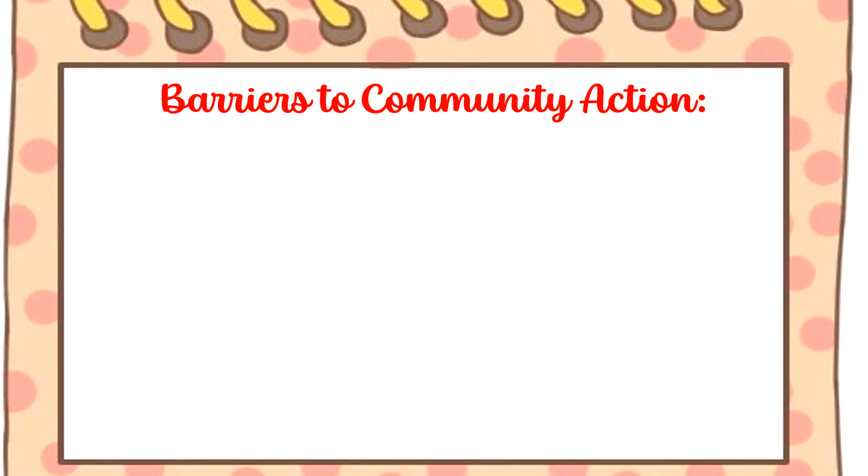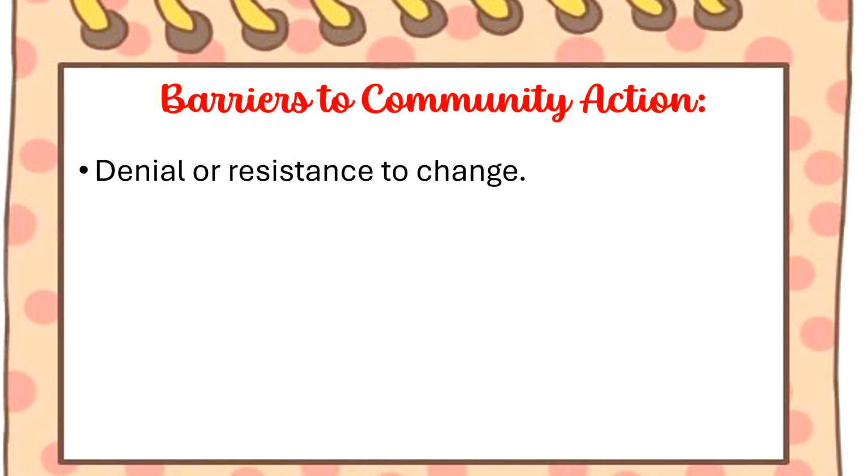Barriers to community action. Even when a community wants change, there are often barriers that make action difficult. Two common ones are resistance to change and limited resources or time. Let's talk first about denial or resistance to change. Some people may not see the problem or are afraid of new ideas. Example, when you propose a community cleanup, some residents might say, "We've always done it this way," or "It's not our problem."